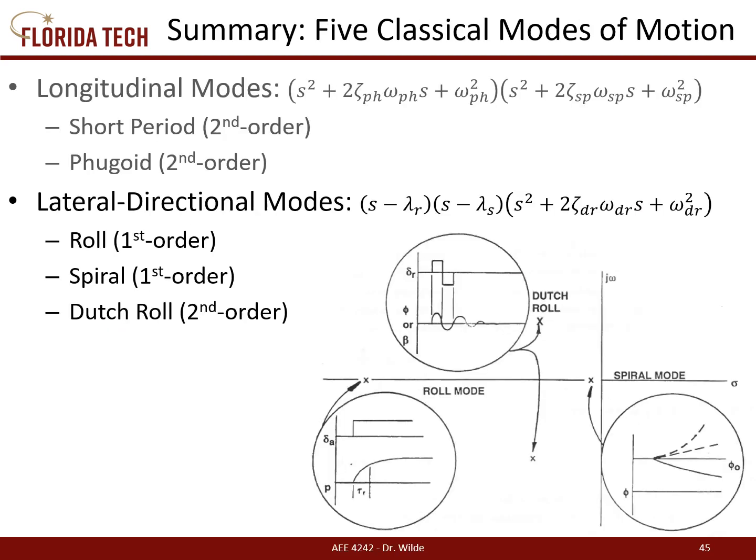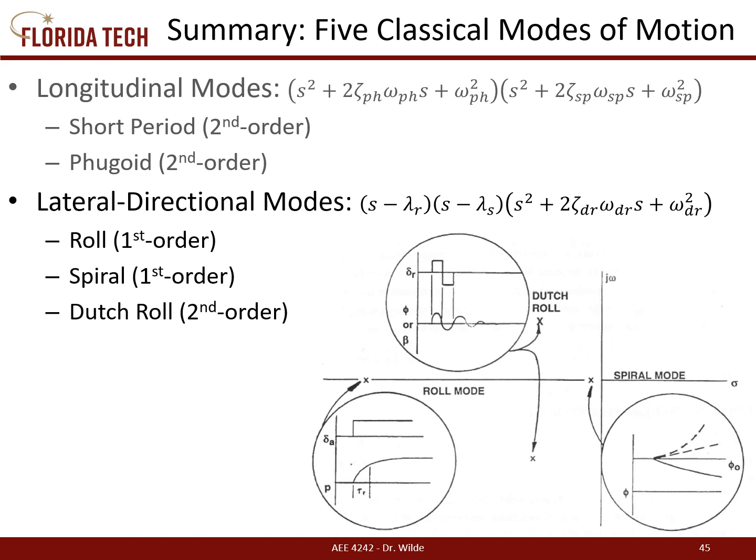And here we are at the end of this presentation. In summary, we know there's 5 classical modes of motion to aircraft. The longitudinal modes are the short period and the phugoid. In this module, we walked through the roll mode, the first order mode, the spiral, which is a first order mode, and then the Dutch roll, which is the second order mode.